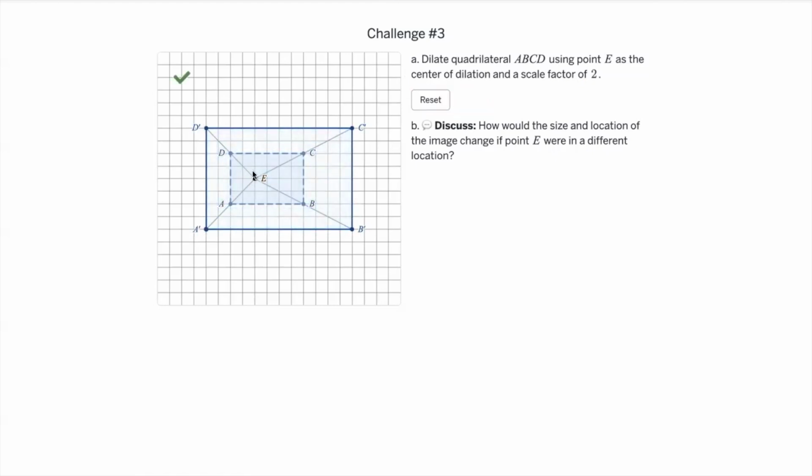So see how it grows from E. These lines perfectly go straight through C and then to C prime. And these lines are straight. They go perfectly through the dots that correspond with each other and they start at E. That's what the center of dilation means. That's where it's growing from.